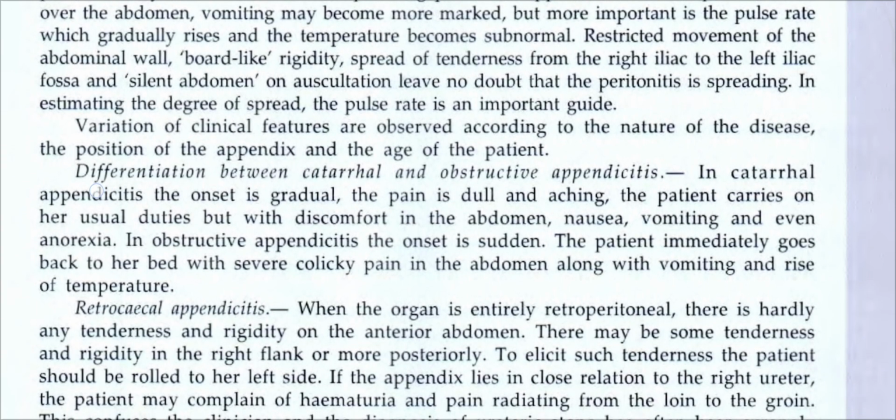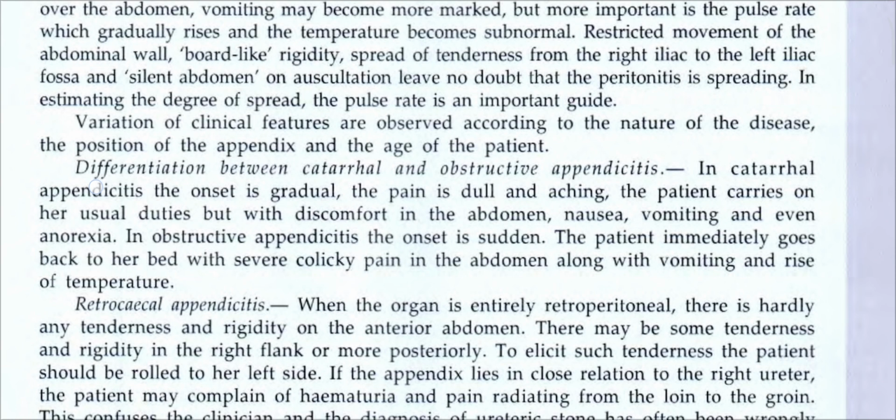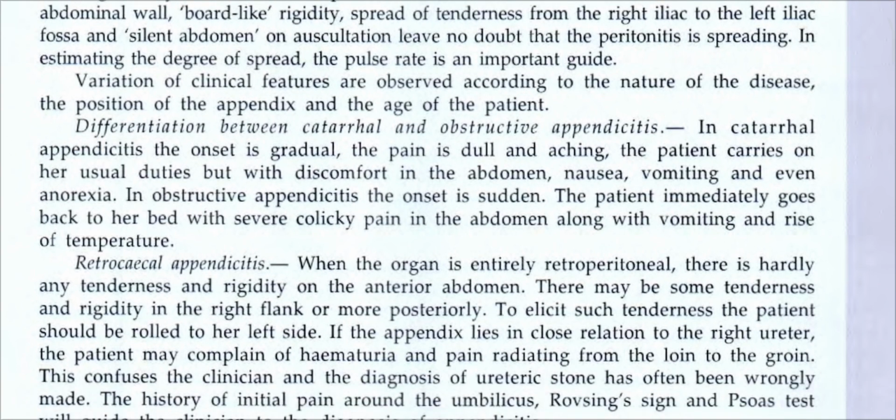Variations of clinical features are observed according to the nature of the disease, the position of the appendix, and the age of the patient. Differentiation between catarrhal and obstructive appendicitis: in catarrhal appendicitis, the onset is gradual. The pain is dull-aching, and the patient carries on her usual duties, but with discomfort of the abdomen, nausea, vomiting, and even anorexia. In obstructive appendicitis, the onset is sudden. The patient immediately goes back to her bed with severe colicky pain in the abdomen, along with vomiting and a rise of temperature.